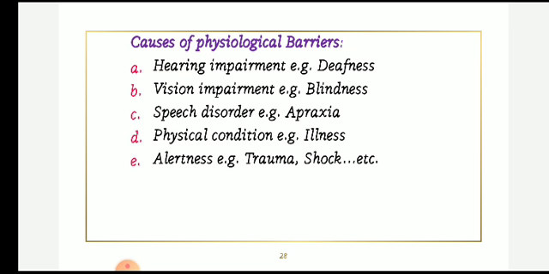Next is physical condition. Physical condition means overall body problems, and it can be related with the mind also. We know the saying that the body causes disease to the mind, and problems of the mind can cause disease to the body, and automatically this becomes a barrier.